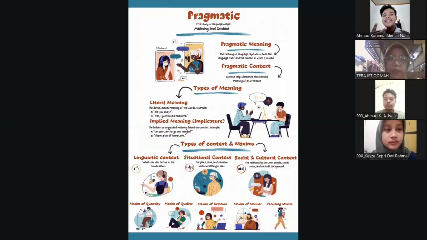Number two is situational context. This is the place, time, or situation when someone says something. For example, in a dark room, someone says, "It's so bright here." We know they are joking because the situation is dark. The situation helps us understand the real meaning.